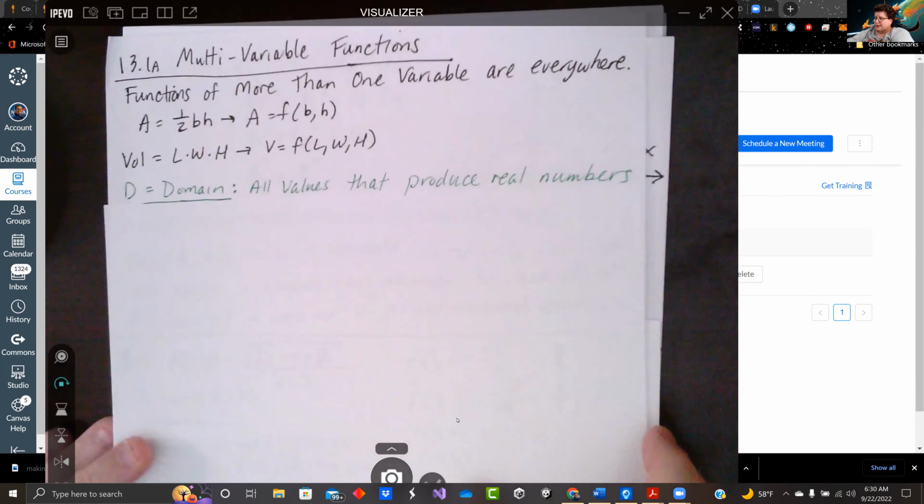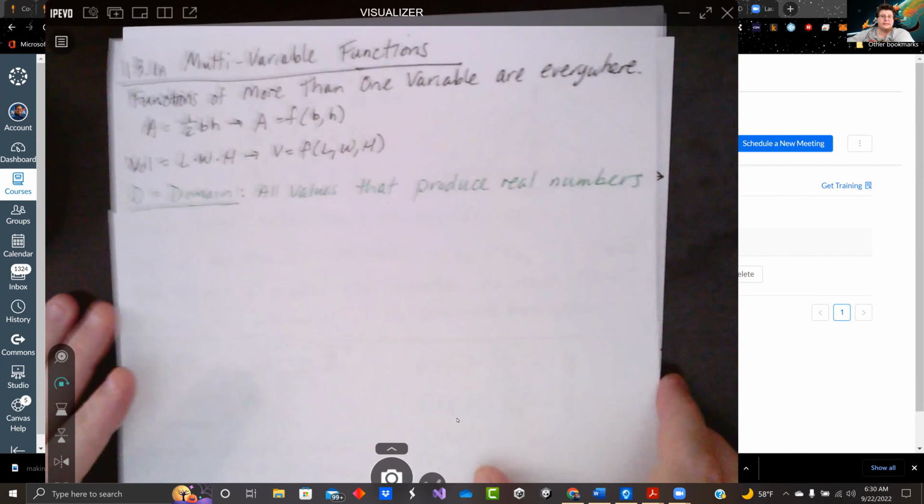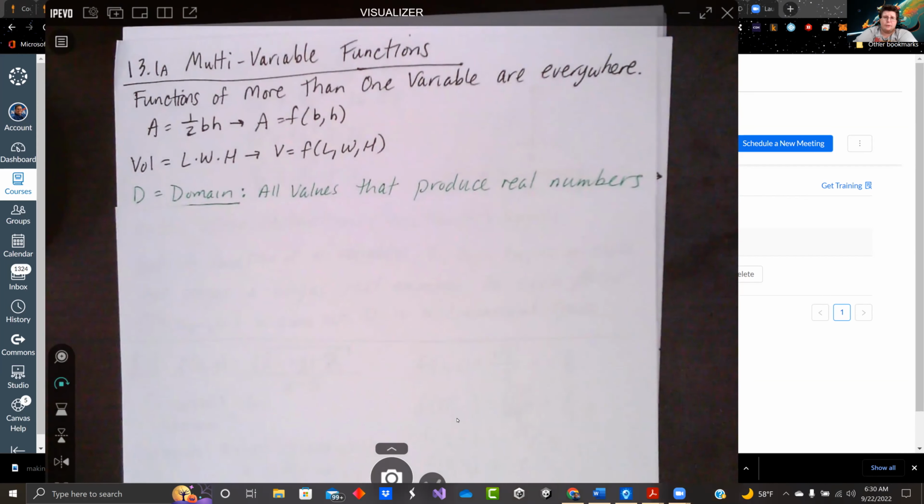This is the fall 2022 semester at College of the Sequoias, and this entire chapter is on multivariable functions and partial derivatives. Let's just get right into it. So multivariable function, what is it? It's a function of more than one variable.